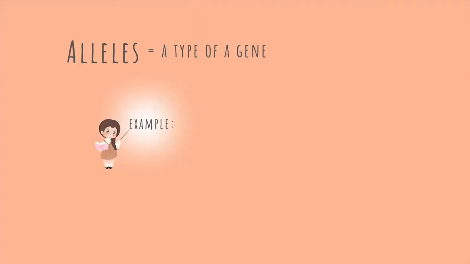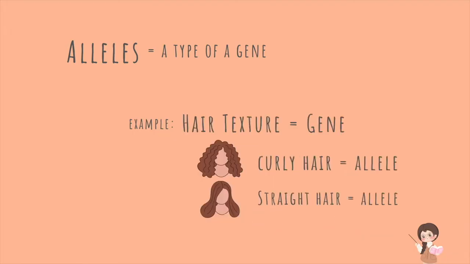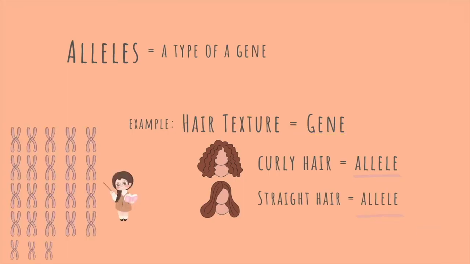So first off, there are a few terms you need to be familiar with before we start practicing Punnett squares, like allele. An allele is a type of a gene. Each gene has 2 alleles. For example, if eye color is the gene type, then the color would be the allele. So here, brown eyes is one allele, and blue eyes is the other allele. Another example is if hair texture is the gene type, then curly hair is the allele and straight hair is the other allele. So remember, we have 23 chromosomes in our body.